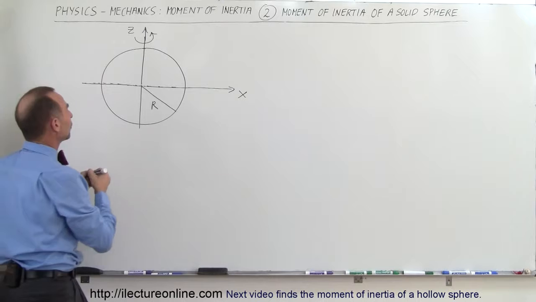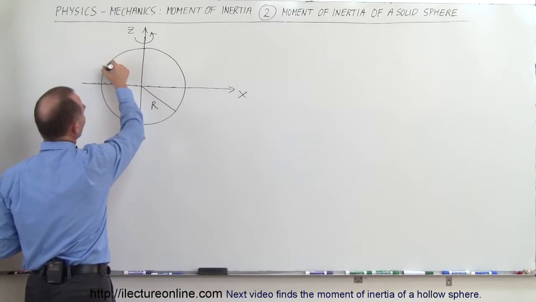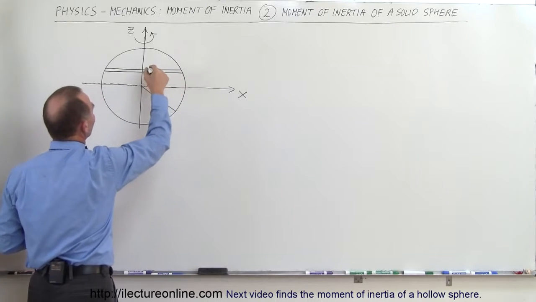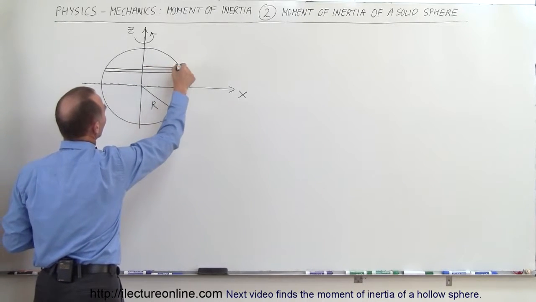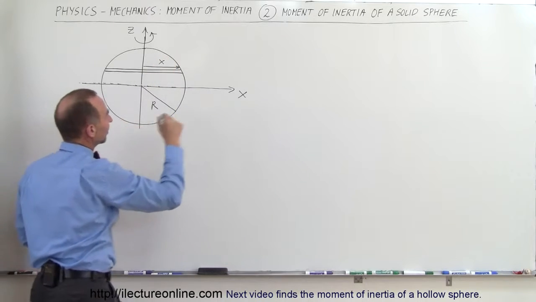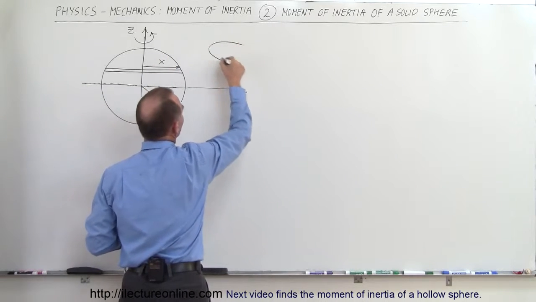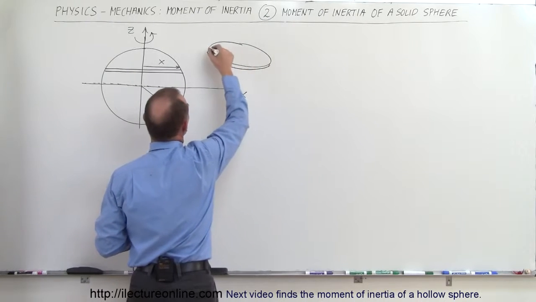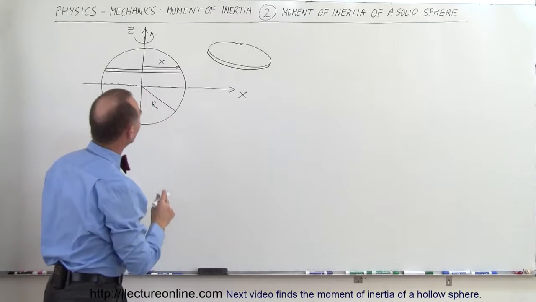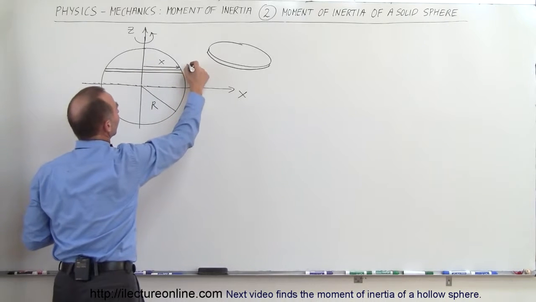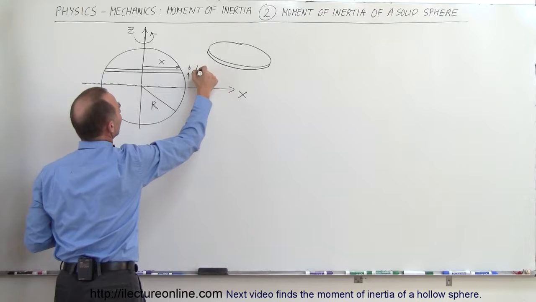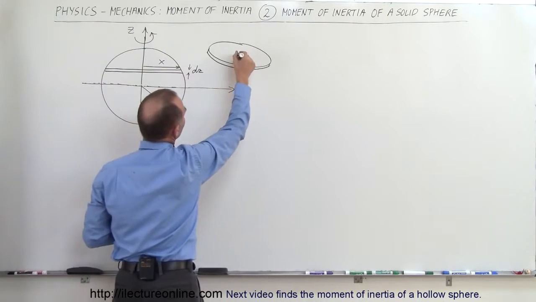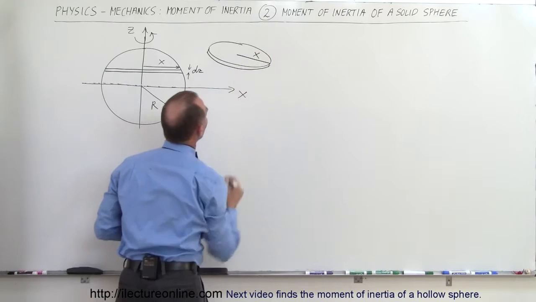The best thing to do here would be to slice it up like this. Let's take a slice, like so. That slice would have radius equal to x. I'll make it look a little more like a slice. The thickness would be this thickness right here, which is dz, because this is the z-axis here. This is the x-axis, so the radius of that would be x.